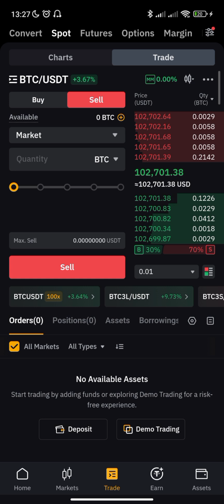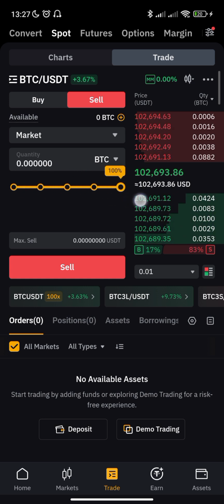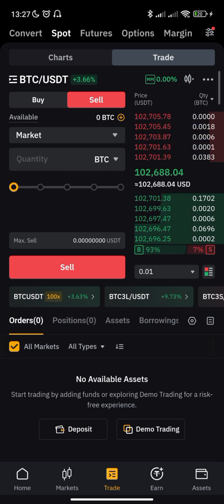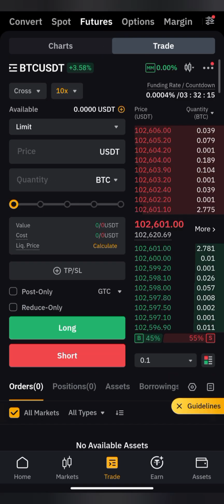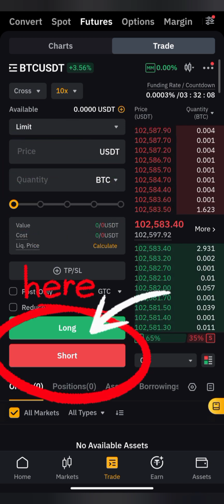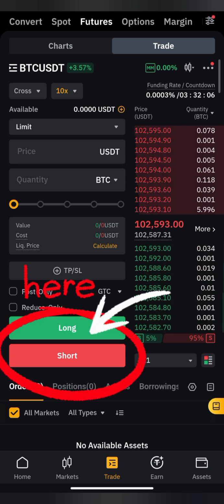You can slide the toggle to determine how many percent of the total quantity of assets you like to sell. Select the futures option at the top of the screen. In futures, you have your price, quantities, long or short, which is the same thing as buy or sell.